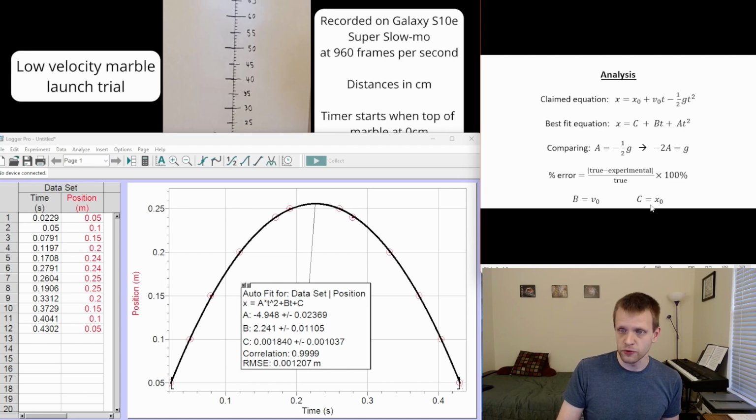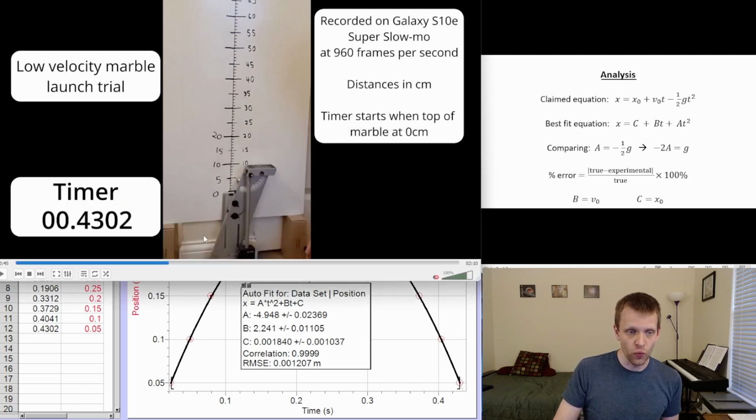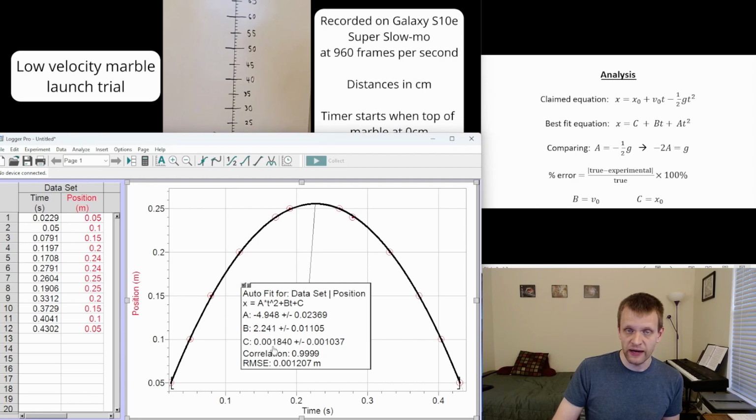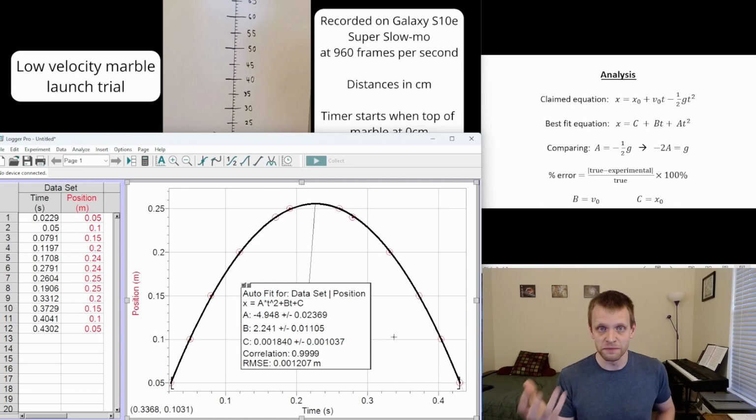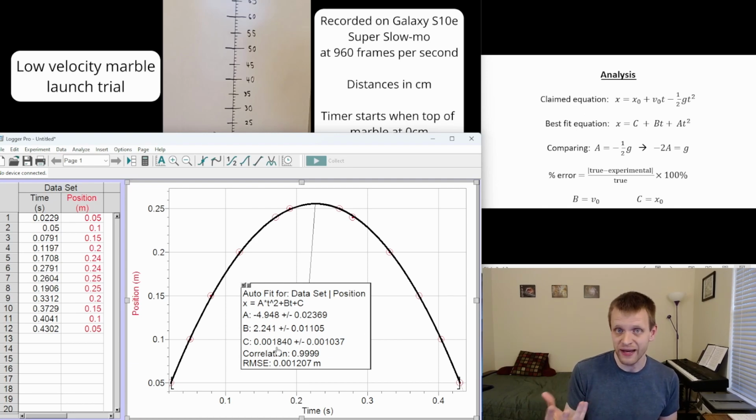What about the value for capital C? Well, capital C should match up with the initial position of this object. And when we went backwards and set this up, we said the very beginning of the motion, when we started this motion, that object was right around position 0. And on this graph, that value of C is really, really close to 0. It's a couple millimeters off based on this fit of all of our data together. So again, we're getting some values that we expect. This value of C, we would expect to be very close to 0, and it was.